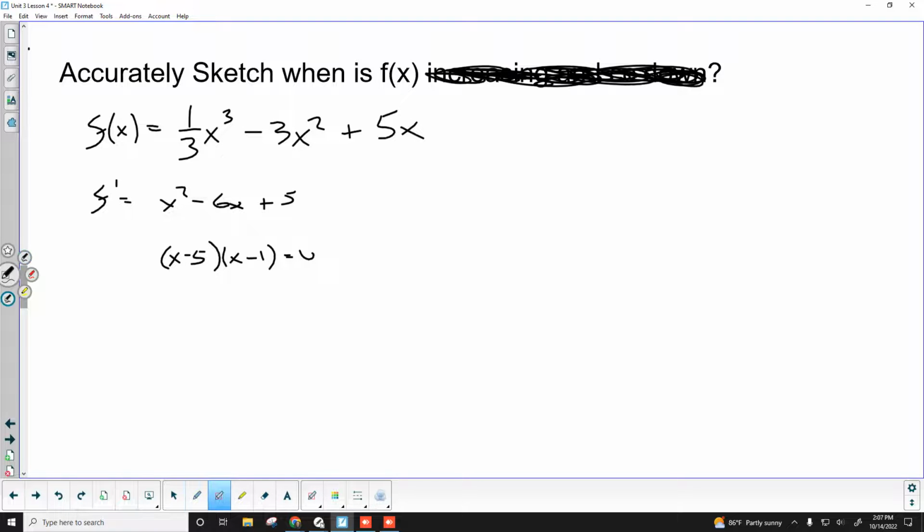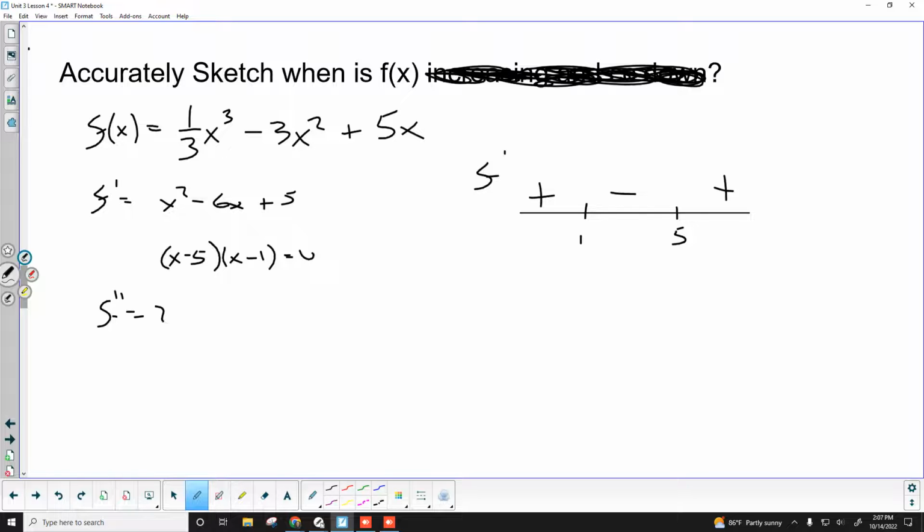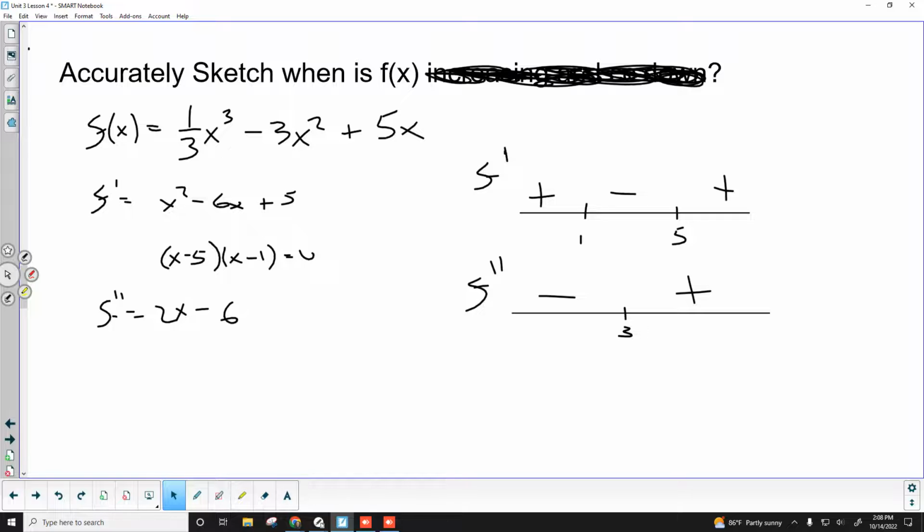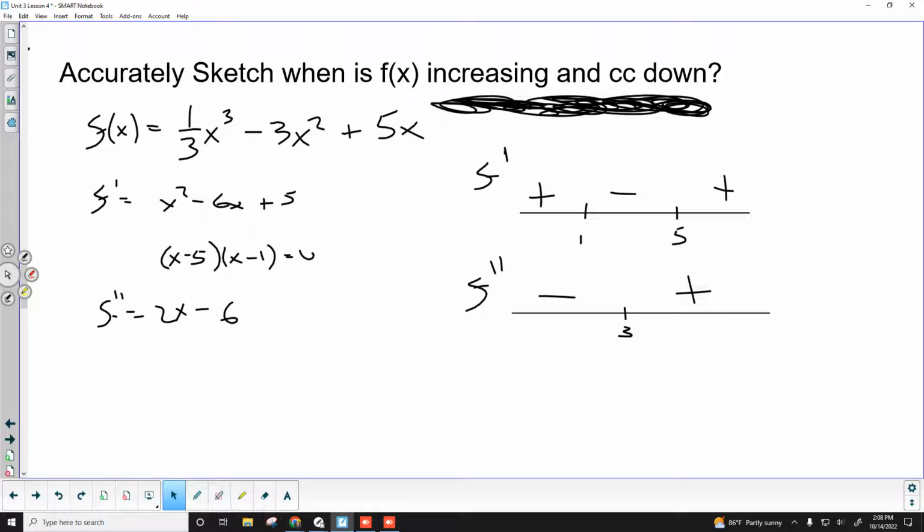All right, good. So we'll have 1 and 5 for F prime. You guys just copy down the sign analysis. You know you could do this. And then F double prime will be 3. Okay, so that's the sign analysis now. Before we change the question, what is the answer to this? When is F increasing and concave down?